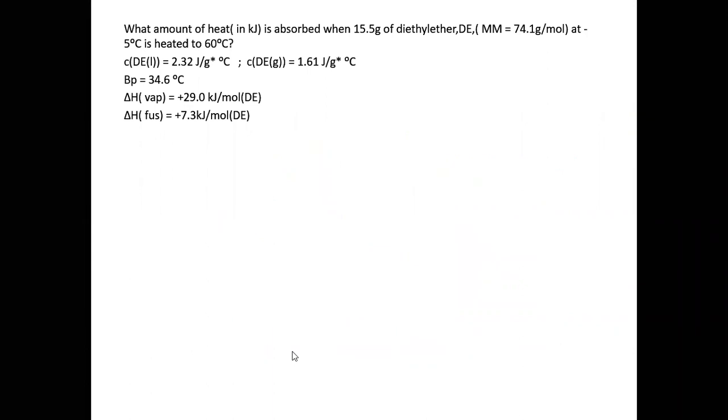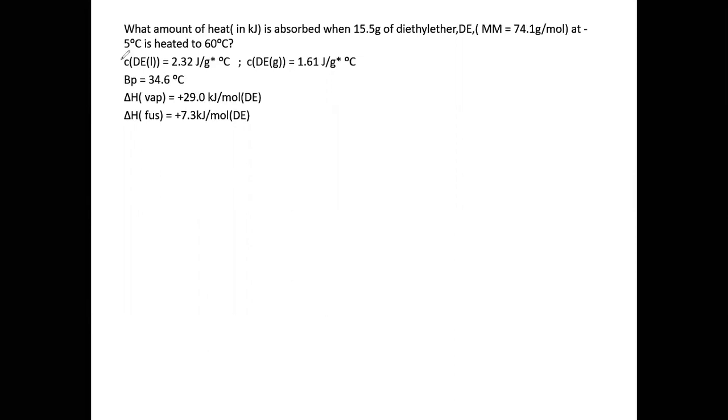So here we have a phase transition. We want to know how much heat in kilojoules is absorbed when 15.5 grams of diethyl ether, I use the abbreviation DE because it's easier to write, has a molar mass of 74.1, at 5 degrees Celsius is heated to 60 degrees Celsius.